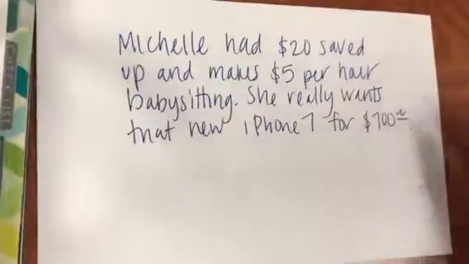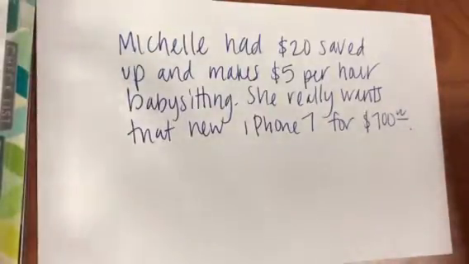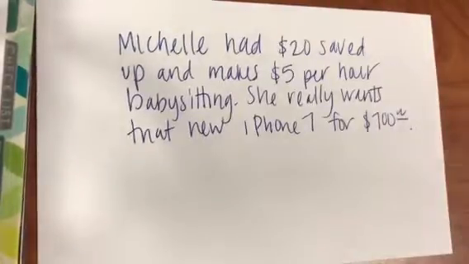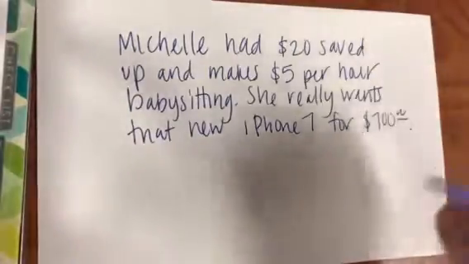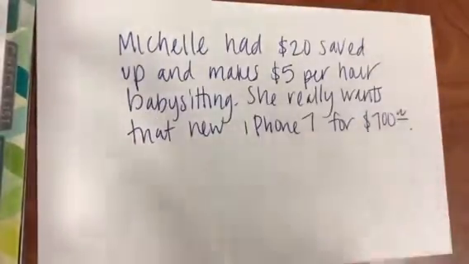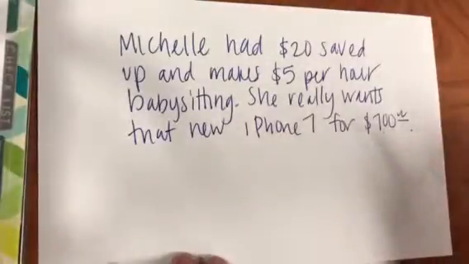So today, our first one, Michelle had $200 saved up and makes $5 per hour babysitting. She really wants that new iPhone 7 for $700. There is no question on this. Why is there no question? Because we're going to represent this situation using a table. And then from our table, we're going to go to our graph. And then from there, we're going to go to our equation. We're representing our situation with a table, a graph, and an equation.